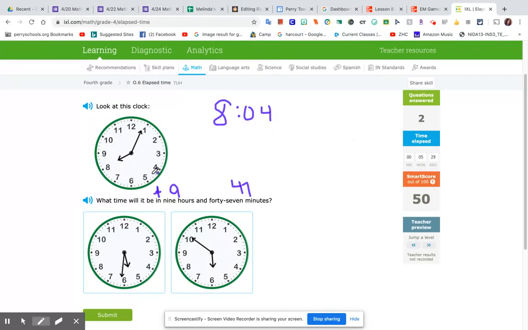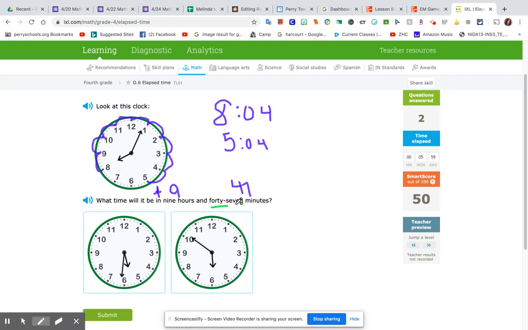First, let's do hours. It's 8, so I'm starting at 8. 1 hour, 2 hours later, 3 hours later. I feel like SpongeBob. 4 hours later, 5 hours later, 6, 7, 8, 9. I think you'll agree with me that it's going to be 5:04, 9 hours later. You can check my thinking here. I'm going to switch colors so you can see my thinking.